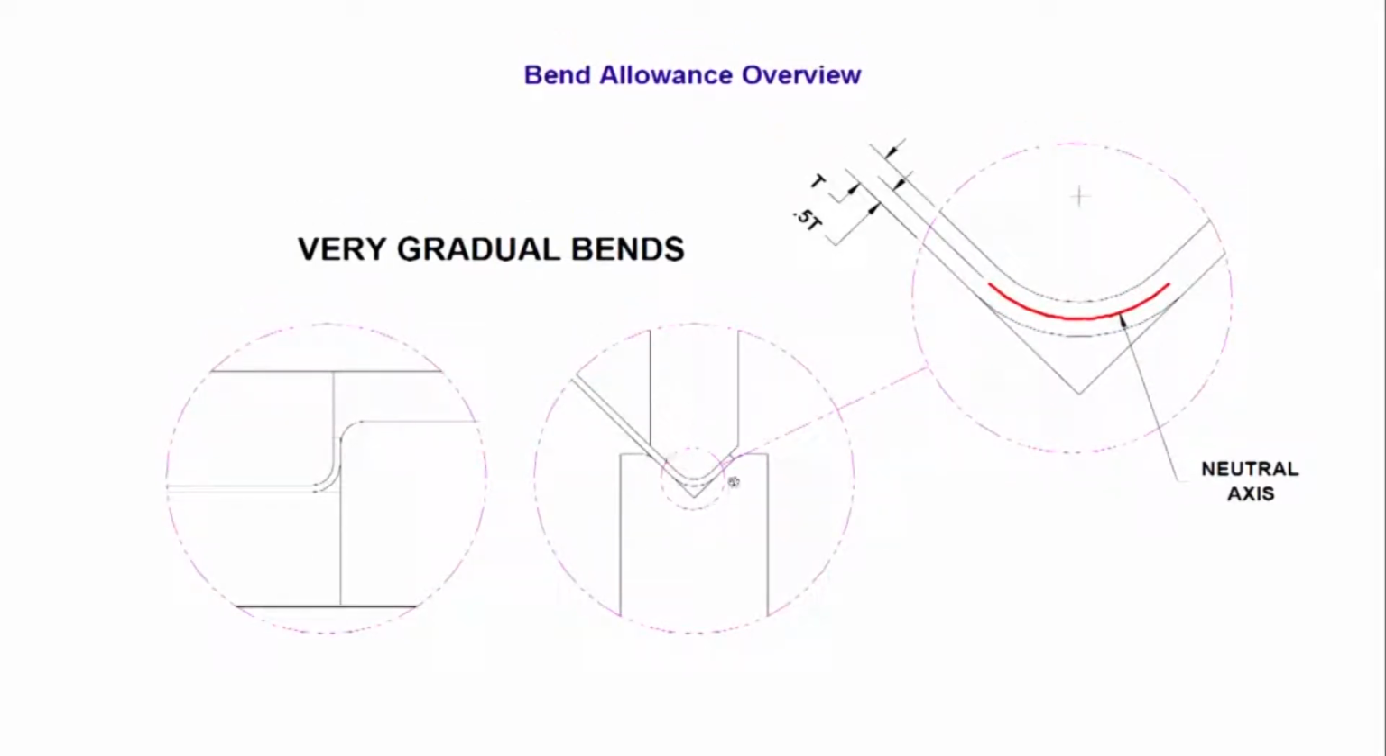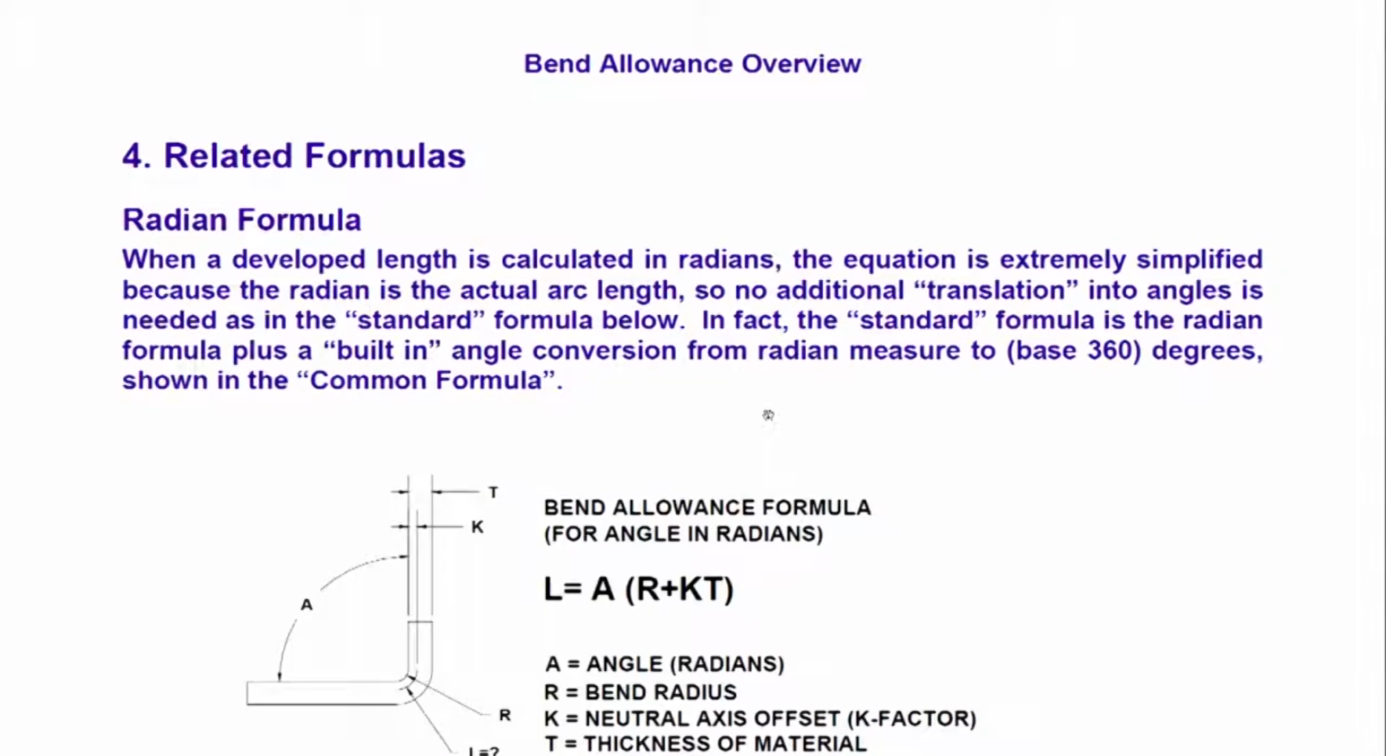So, you have made things which have a very large gap here, a gradual bend. Neutral axis is exactly 0.5. So, when we go down, they try to come to the question, can we have a formula? When the developed length is calculated in radians, the equation is extremely simplified because radian is an arc length. So, no additional translation into angles is needed as in the standard formula below. In fact, the standard formula is the radian formula plus a built-in angle conversion from radian measures to base 360.